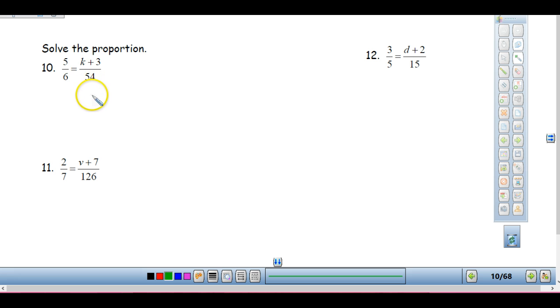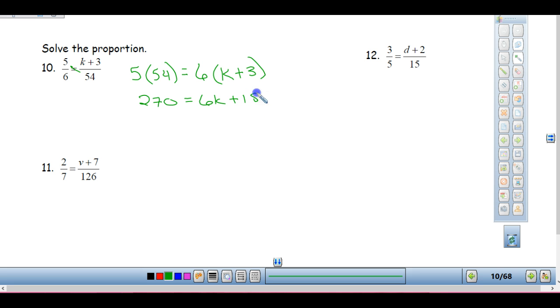Okay. Number 10, proportions. To solve proportions, we're going to cross multiply. So in this case, we're taking 5 times 54 is going to equal 6 times k plus 3. So this gives us 270 equals 6k plus 18. Subtract your 18 from both sides. 6k equals 252. Divide by your 6, and we're going to get k equals 42.